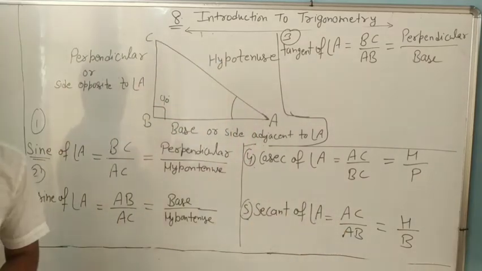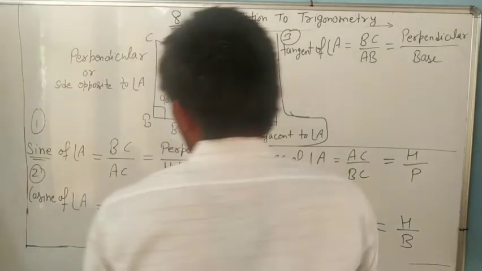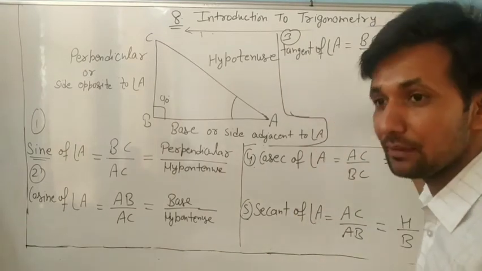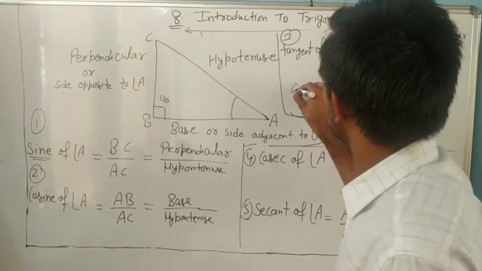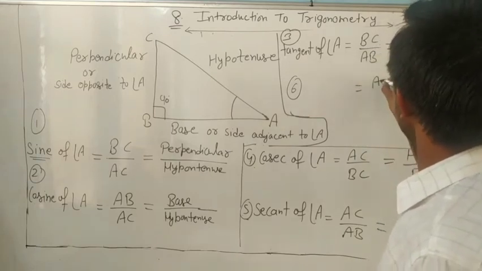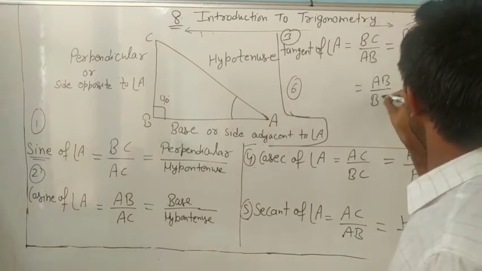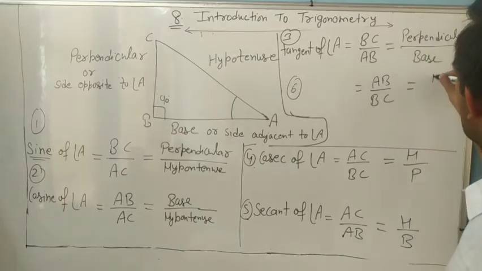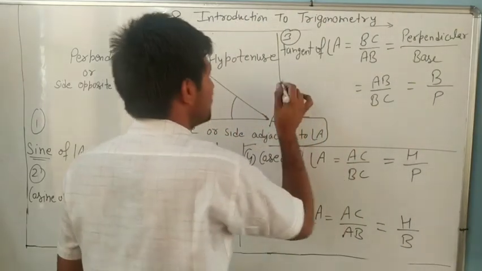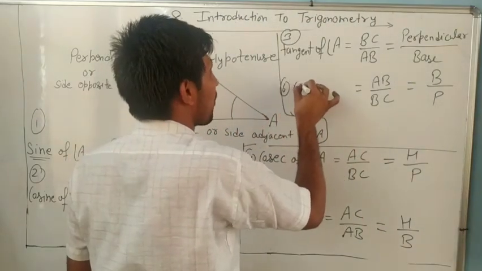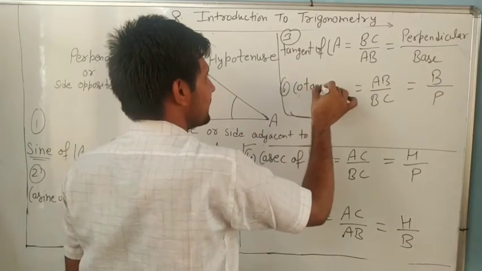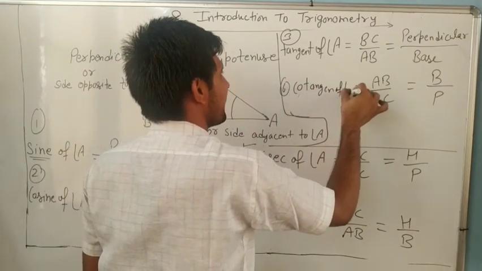Next is opposite of this one. Same as its opposite also, or not? What is AB divided by BC? AB means base divided by perpendicular, and its name is cotangent. It is cotangent of angle A.